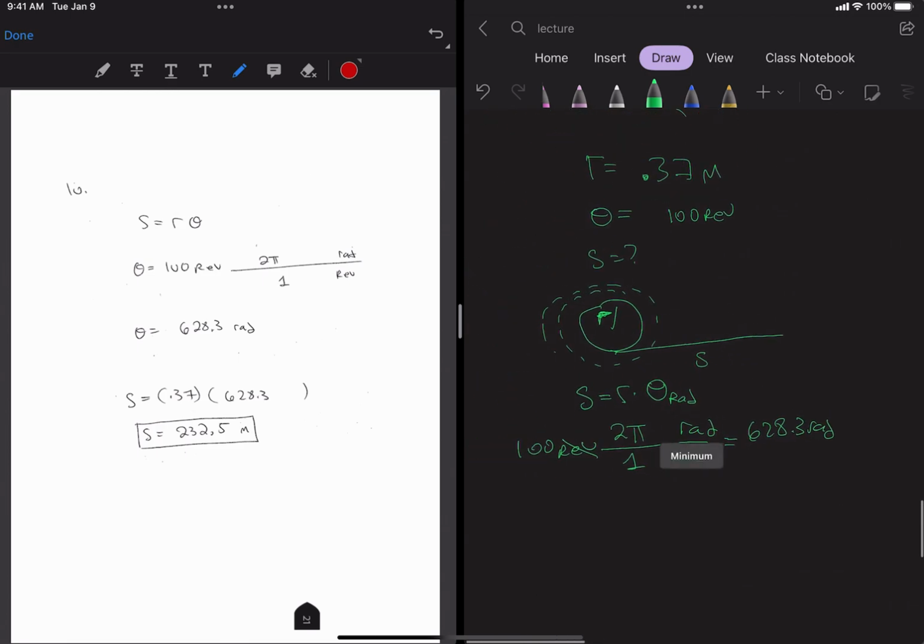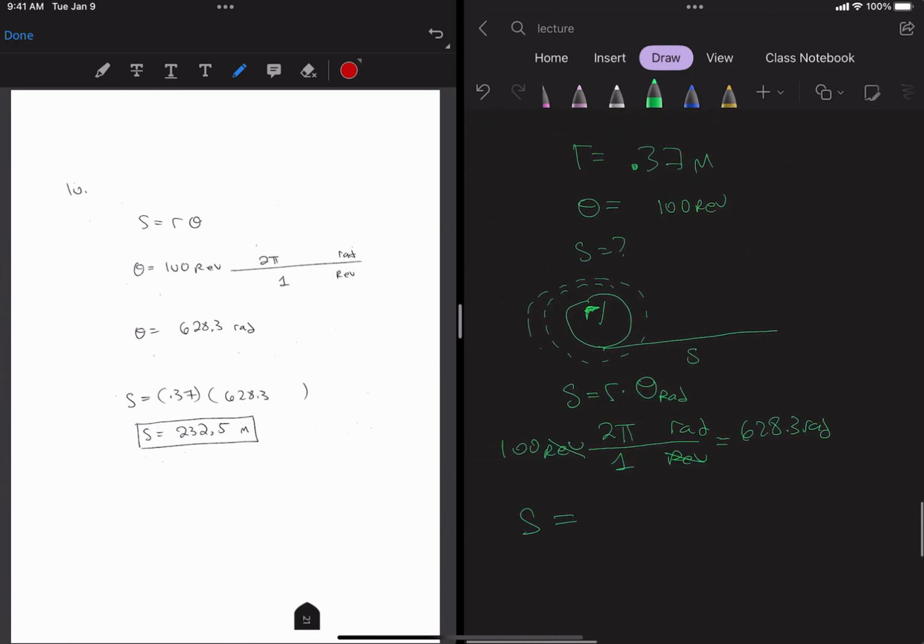And now we can plug in. So the arc length is going to be the radius, which is 0.37, multiplied by the angle in radians, which is 628.3, and that's going to be 232.5 meters.